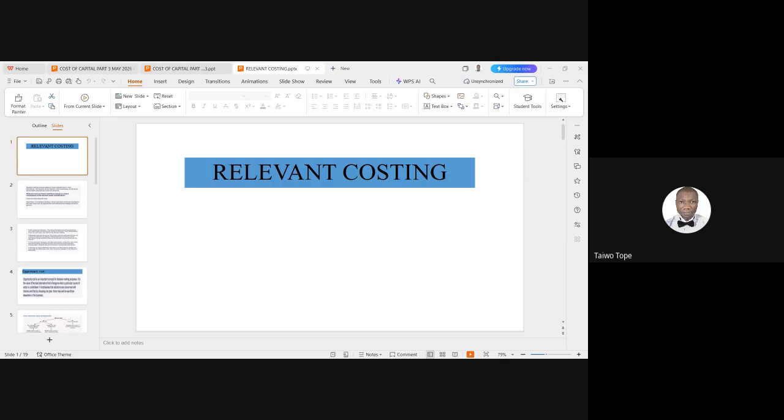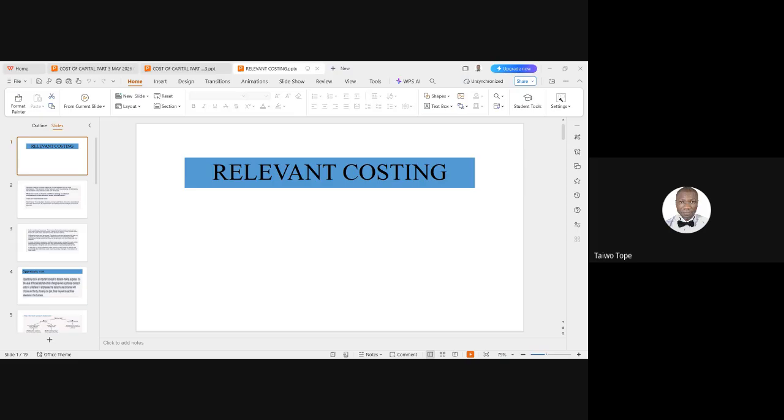So costs that won't change. And what are those costs? They are fixed costs. They are not relevant to future decisions because they will remain the same, either you take the decision or you don't take that decision. So they are not relevant. You don't consider them in relevant costing.